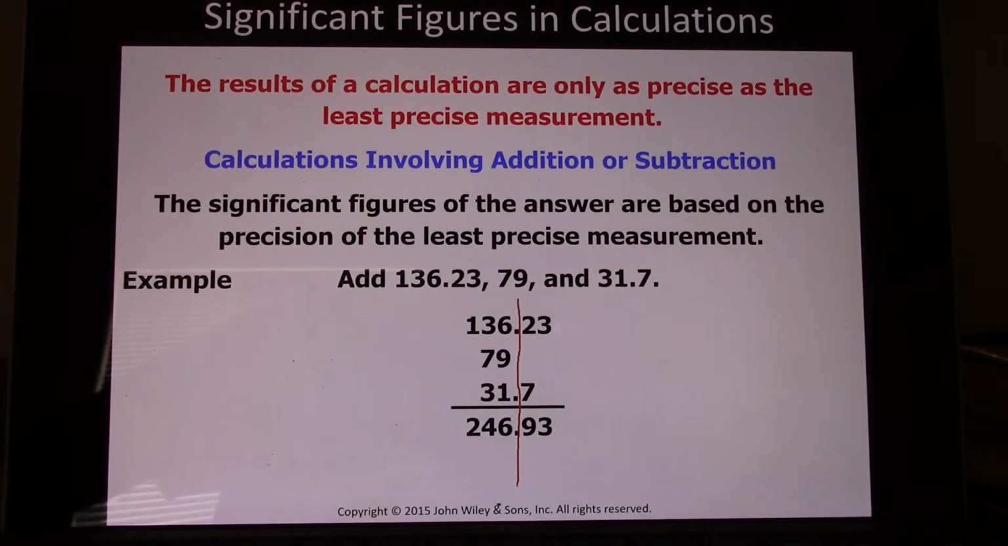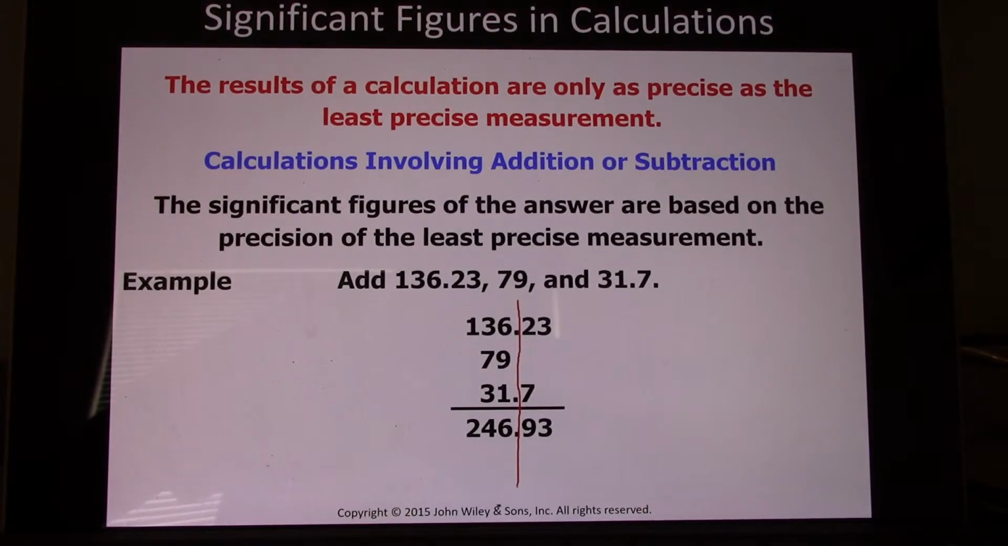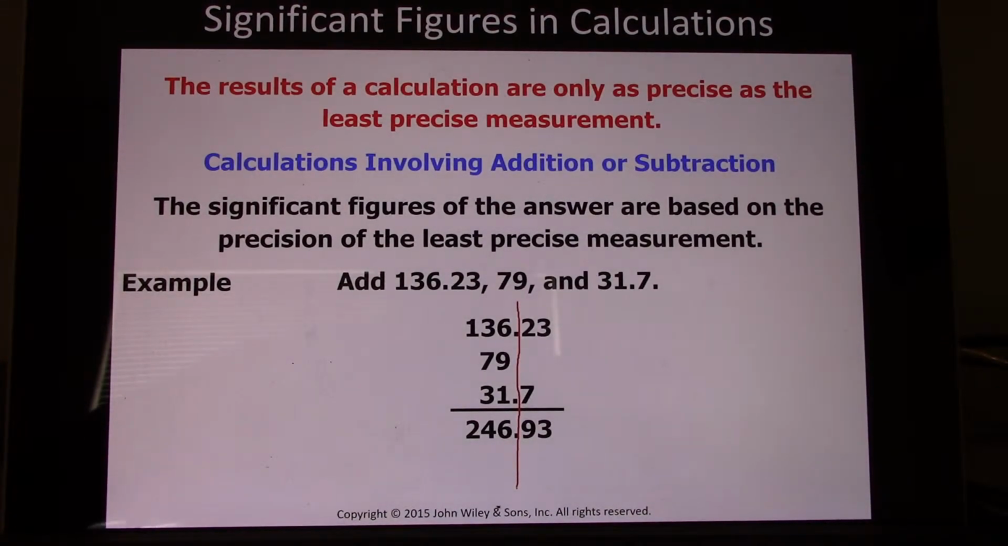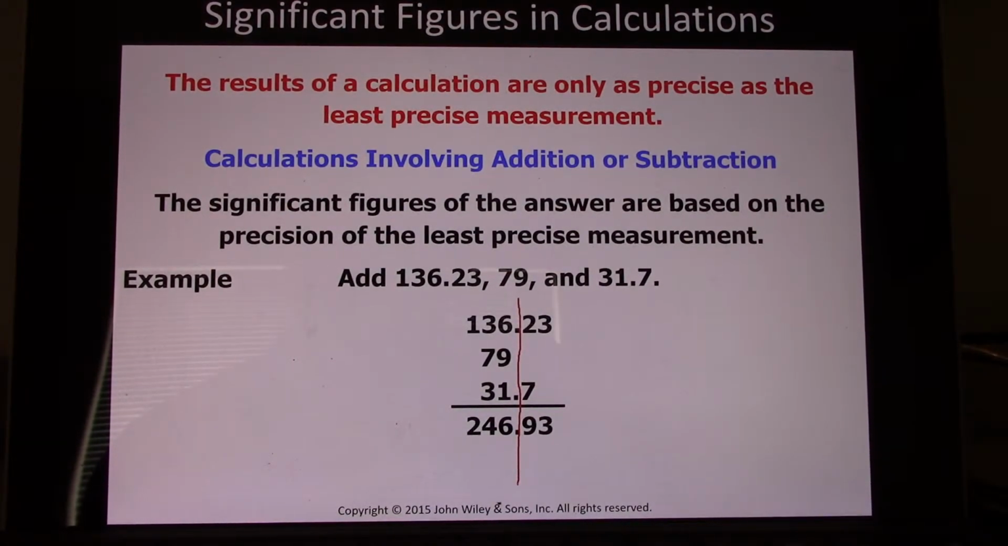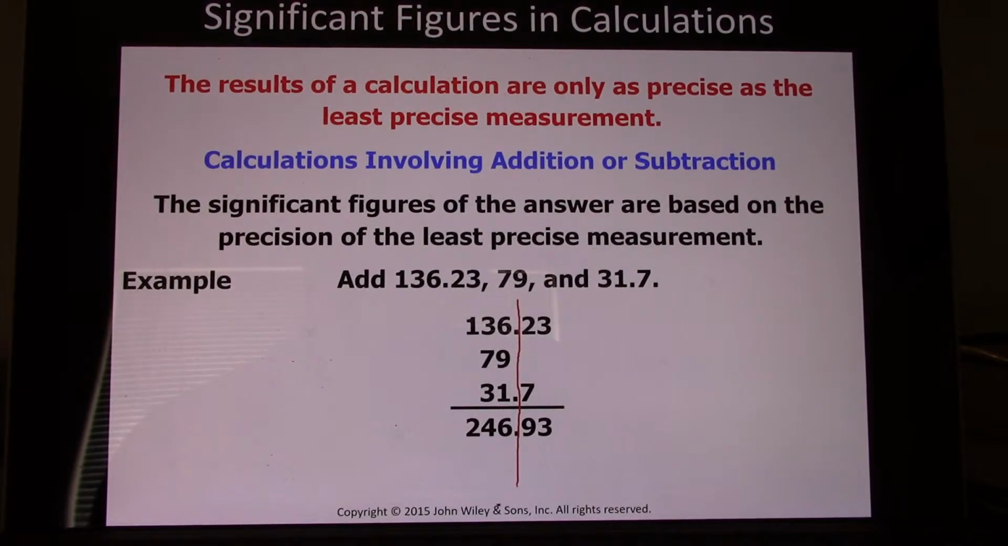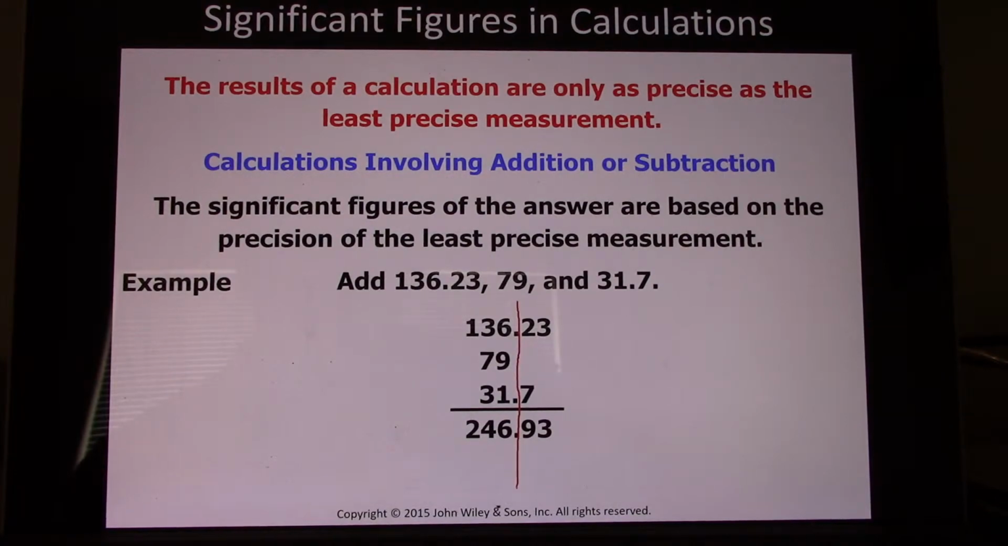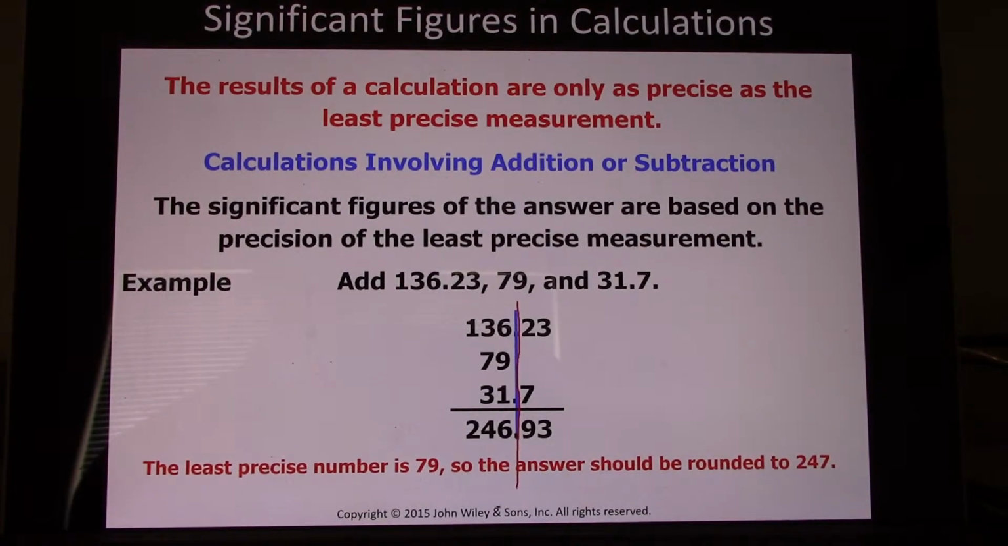That means 136.23 is plus or minus 0.01. 79 is plus or minus 1. 31.7 plus or minus 0.1. Your sloppiest number is 79. It's plus or minus 1, which means your answer must be plus or minus 1. And then we are rounding to the ones place. First number we're chopping off is a 9, which is 5 or greater. Round up to 247.